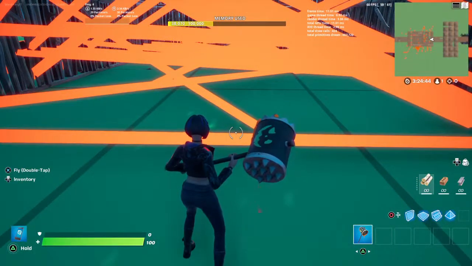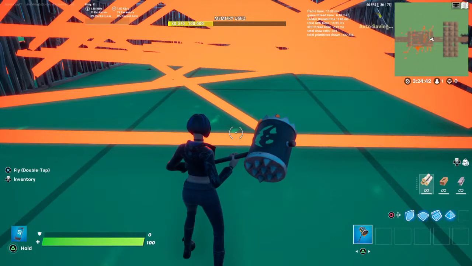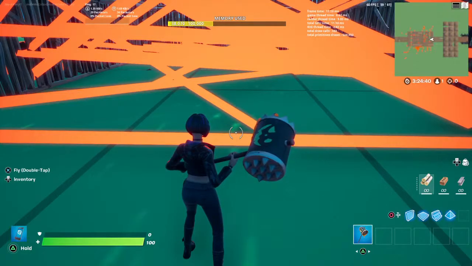Alright, first of all, we have the laser maze. As you can see, the lasers are light waves that bounce off walls, which demonstrates the wave behavior reflection.